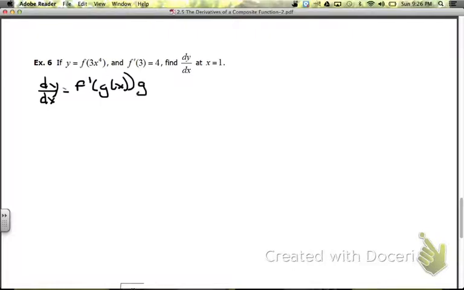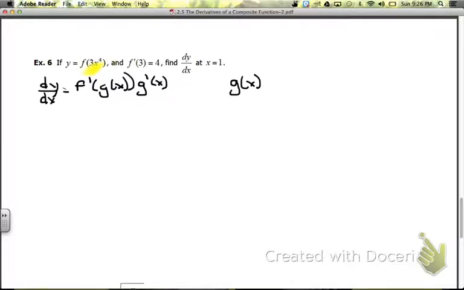Okay, sorry, let me finish this off. G prime of x. So, looking at this, I know that my g of x is just going to be the value that comes after f.